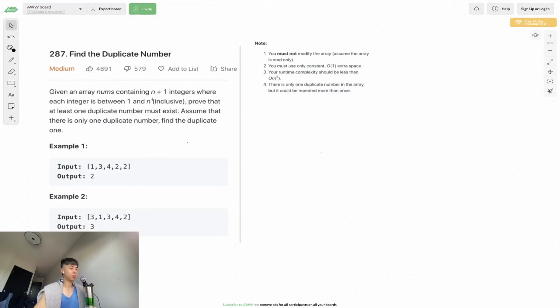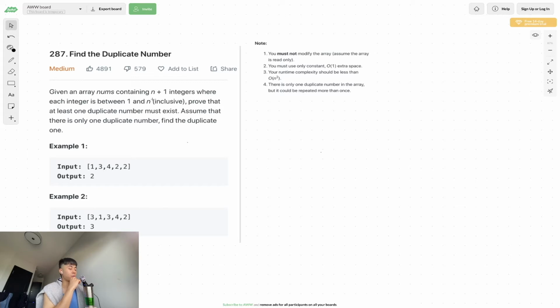So let's get started. We have an array nums containing n plus 1 integers, where each integer is between 1 and n. Prove that at least one duplicate number must exist. Assume there is only one duplicate number. Find the duplicate one. For the first example, we return 2. In the second example, we return 3.